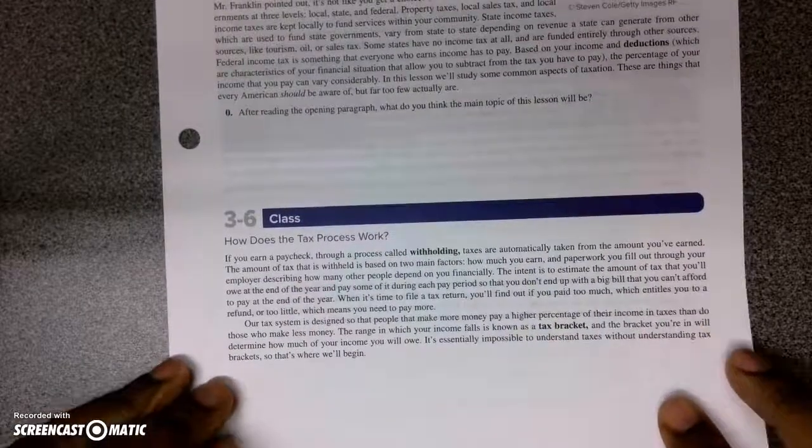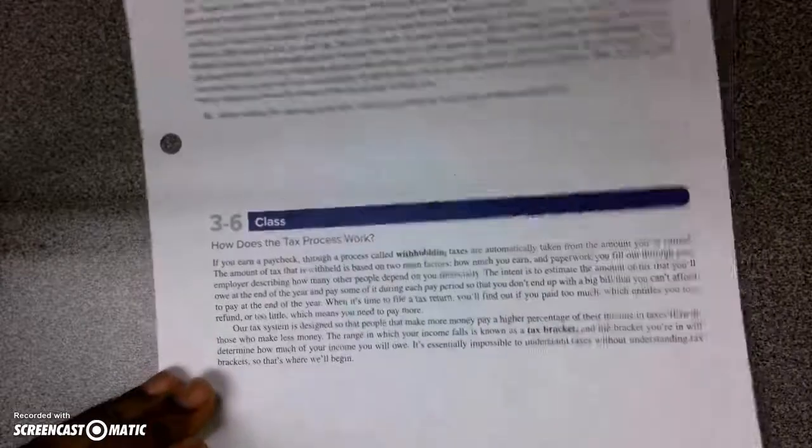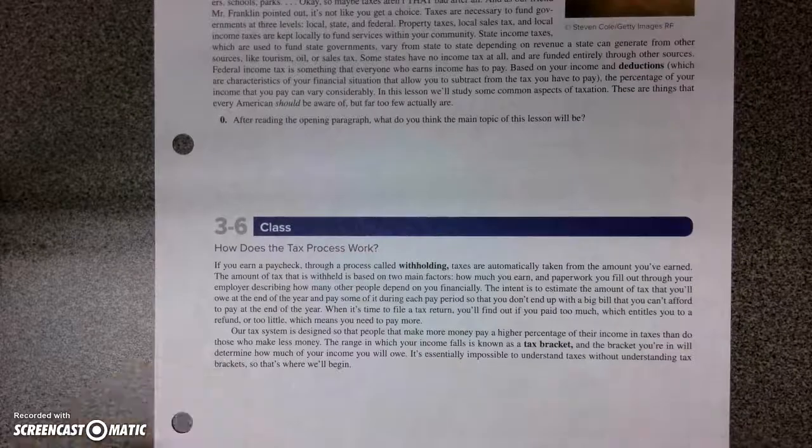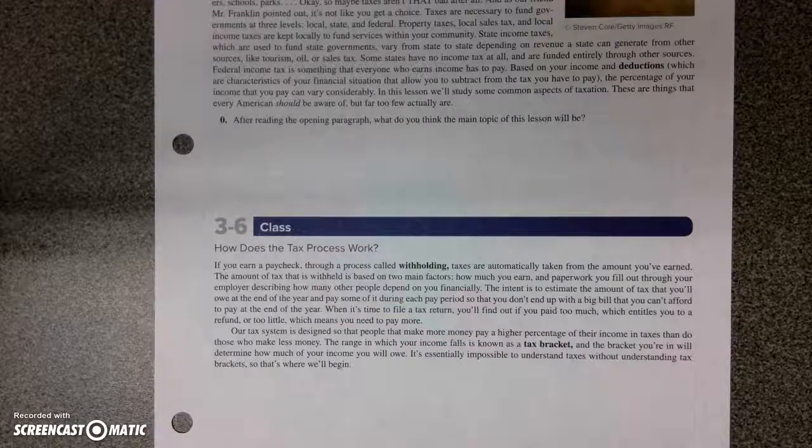Okay, it says here, how does the tax process work? If you earn a paycheck through a process called withholding, taxes are automatically taken from the amount you've earned. The amount of tax that is withheld is based on two main factors: how much you earn and paperwork you fill out through your employer describing how many other people depend on you financially. The intent is to estimate the amount of tax that you will owe at the end of the year and pay some of it during each pay period so that you don't end up with a big bill that you can't afford to pay at the end of the year.